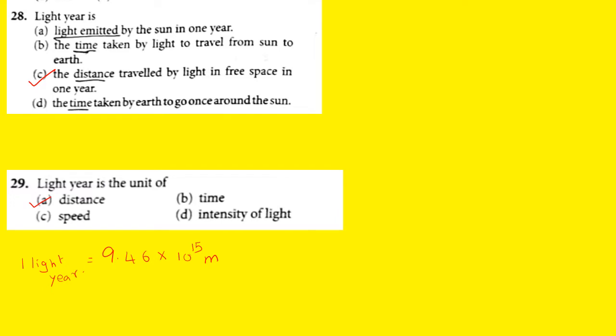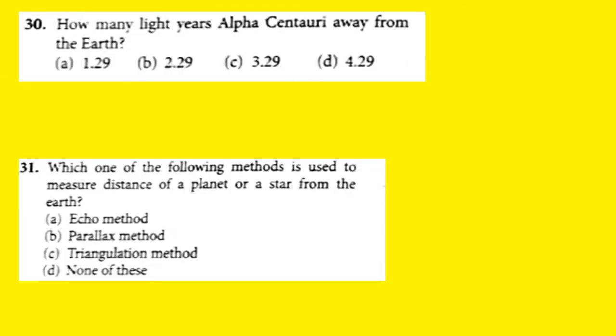So just remember this, children. Maybe for some other question they may ask you what is 1 light year by giving different options. So the answer is 9.46 into 10 power 15 meter. So here light year is the unit of distance. Next one, question number 30. How many light years is Alpha Centauri away from the Earth? It is 4.29 light years away from the Earth. So just remember this number, 4.29.